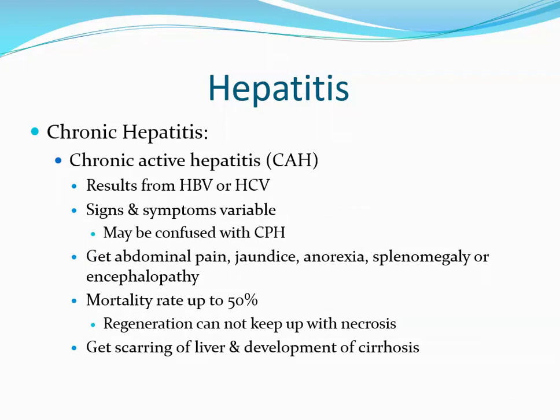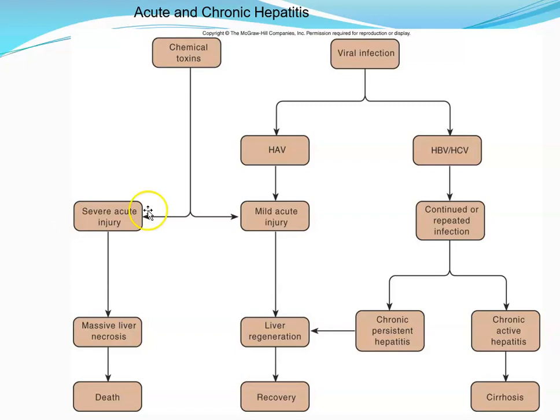Chronic active hepatitis can result from an infection with hepatitis B or C. The signs and symptoms are variable, and it is often confused with the chronic persistent form. However, here with the chronic active, you will also get abdominal pain, jaundice, anorexia, splenomegaly, or encephalopathy. This form has a mortality rate of up to 50%, mainly because the regenerative ability of the liver cannot keep up with the necrosis. You will see scarring of the liver and the development of cirrhosis. So this is showing with viral infection the various forms that we talked about.